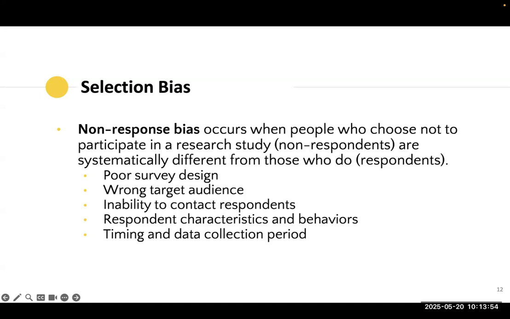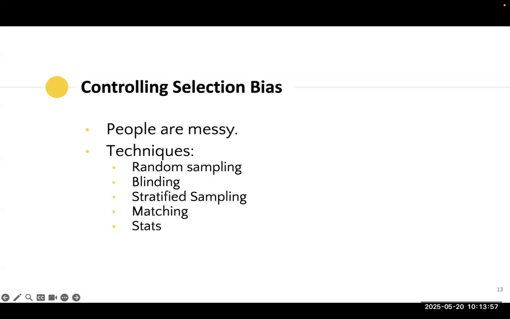So how do you control for this? All right. So people are messy and it's very hard to control for selection bias, but we have some strategies. One, of course, is random sampling. We all know that's a good thing. We want the samples to be random. We want ideally everything to be blinded. We don't want either arm or group to know what group they're in, whether they're experimental or the control. We don't want the researchers to know. Sometimes we don't even want the person to know exactly what we're studying.